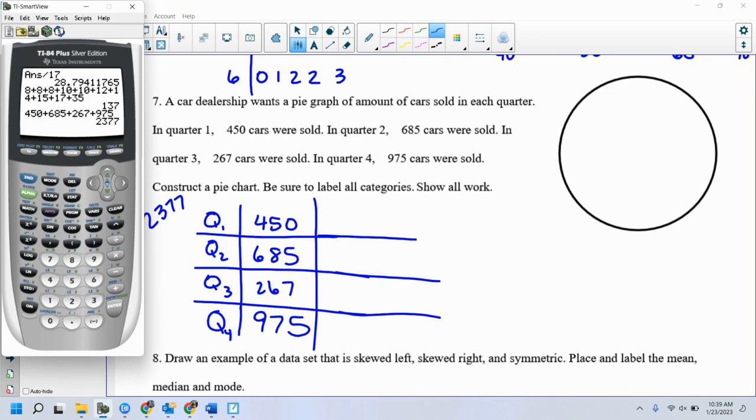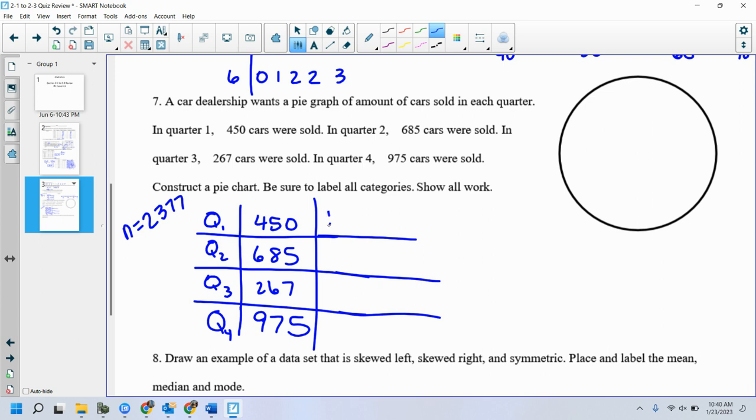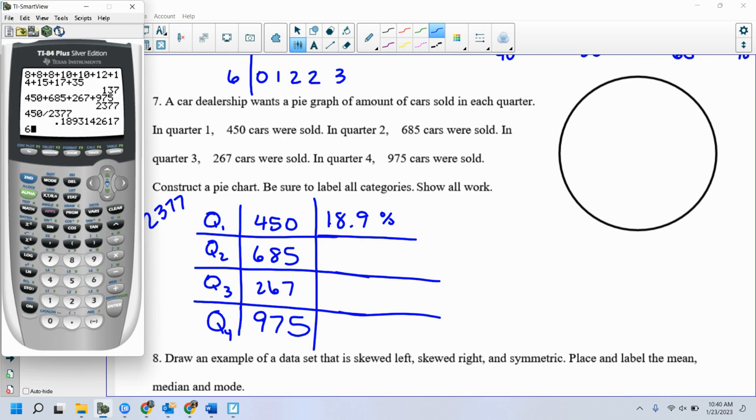All right, so let's find the relative frequency. 450 out of 2377 gets us 0.189. I'll go 18.9%. Just being fancy with it now. 685 divided by 2377 gets me 28.8%.